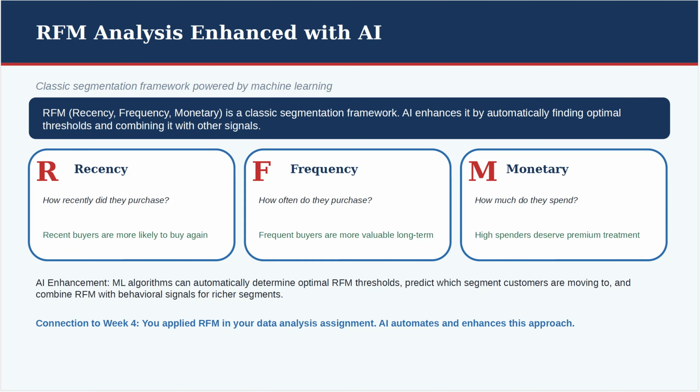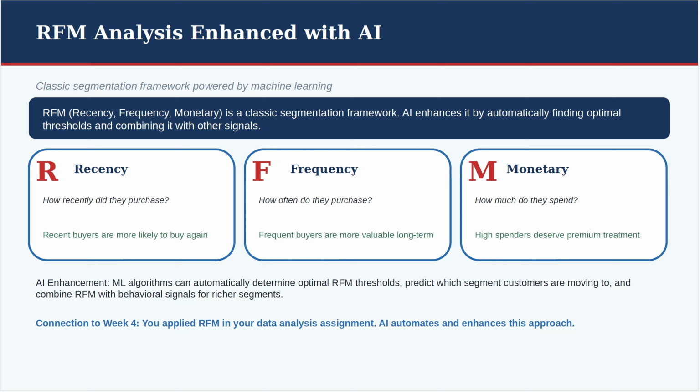then we've got the RFM analysis enhanced with AI. So RFM has been used since the 1930s in direct marketing. It's simple but powerful. Customers who bought recently, buy frequently, and spend a lot are valuable. That's what we studied in RFM. So recency, frequency, monetary.